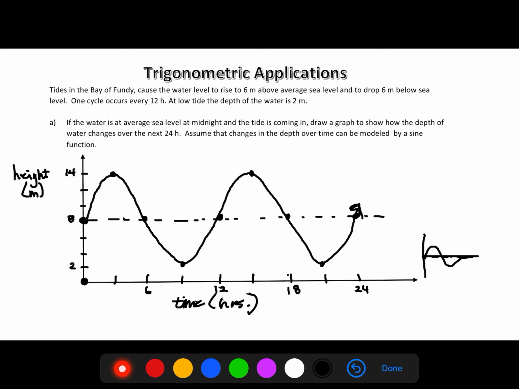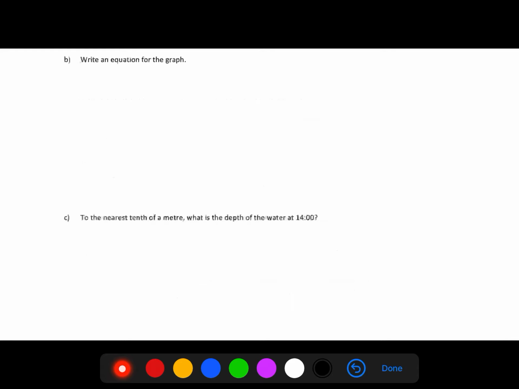There is a vertical translation. Where our normal graph would have started at 0, 0, it's now starting at 0, 8. So that's our vertical translation. Our base point has moved up 8 units.